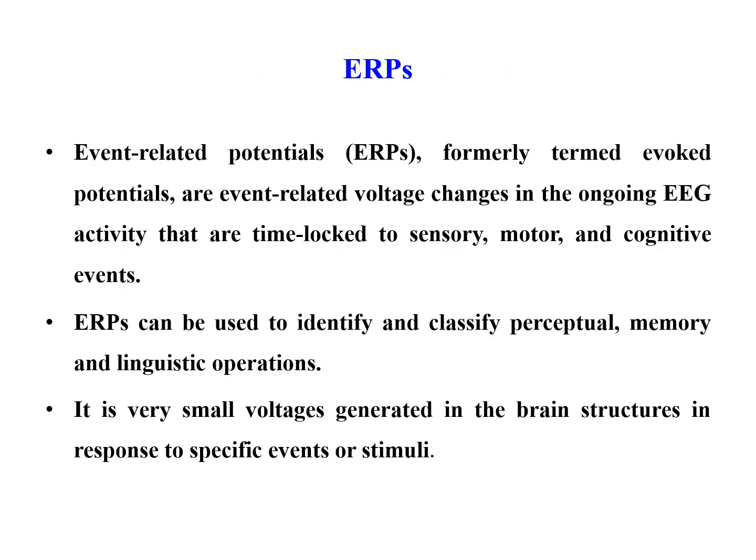Next, event-related potentials. Event-related potentials, formerly termed evoked potentials, are voltage changes in the ongoing EEG activity that are time-locked to sensory, motor, and cognitive events. Event-related potentials are used to identify and classify perceptual, memory and linguistic operations. They are very small voltages generated in brain structures in response to specific events or stimuli.